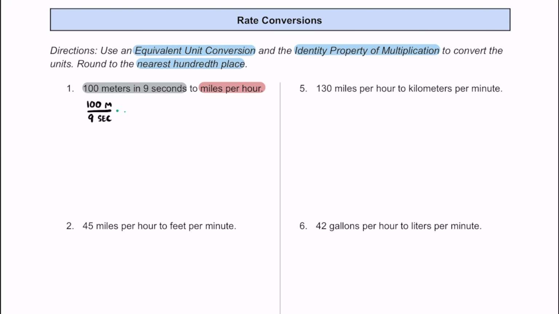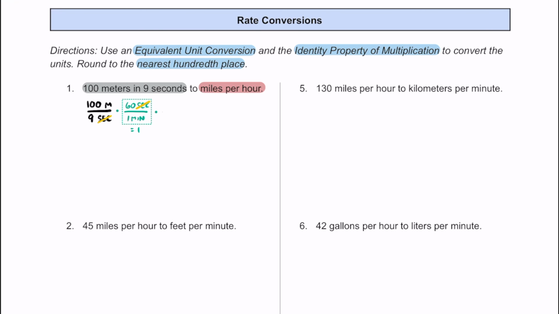To begin with time, I know there's going to be 60 seconds in a minute. Let's put the 60 seconds on top because we want it to cross cancel. We'll put 1 minute on the bottom here. Remember, this is just equal to 1. So if we multiply these, we're going to see that the seconds are going to cross cancel. So we're going to get meters per minute, but let's keep on going from there.